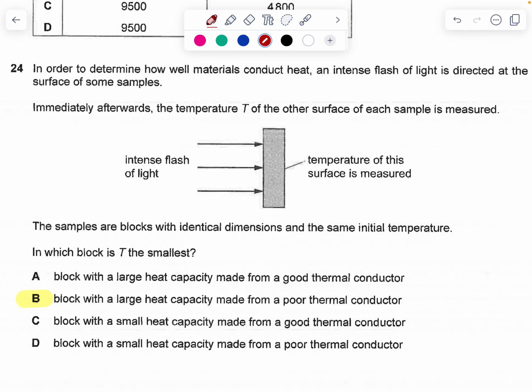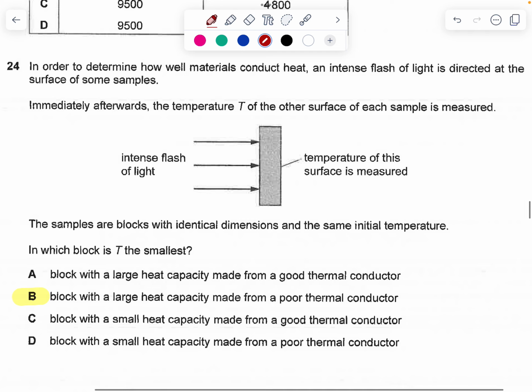So since T should have a large heat capacity, giving a formula Q equals C change in theta, for a large heat capacity, you require more energy supplied to raise its temperature.